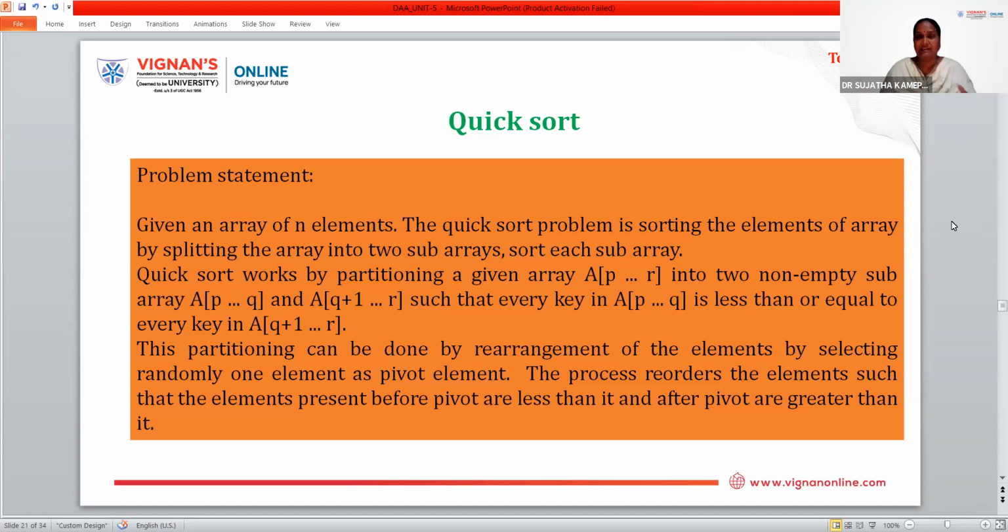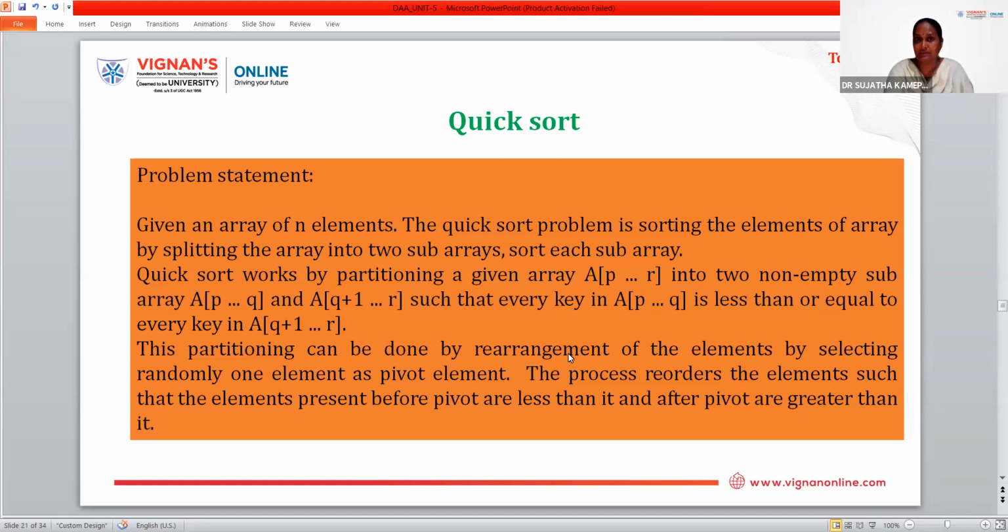Here, directly dividing the array cannot be done as in merge sort. In merge sort, we find the mid value and at the mid we divide the array into two subarrays. But here, we are not doing that. First, we are going to do a rearrangement of elements. So here we are doing partitioning. How is the partitioning done? By the rearrangement of elements.